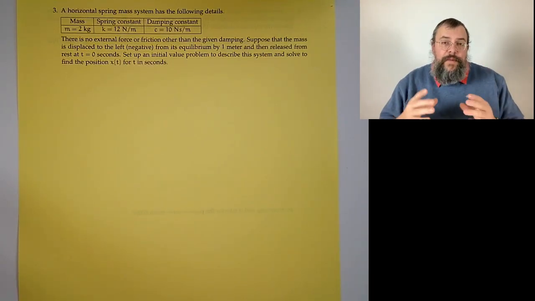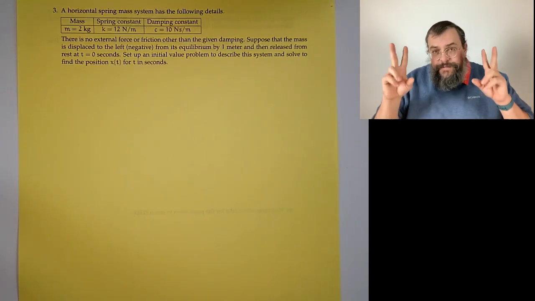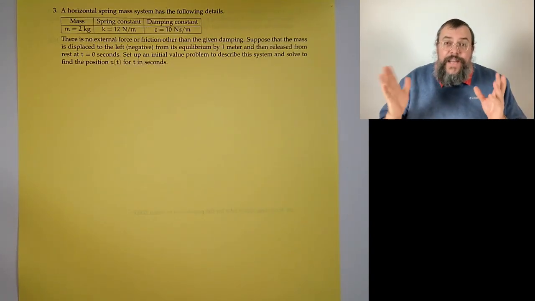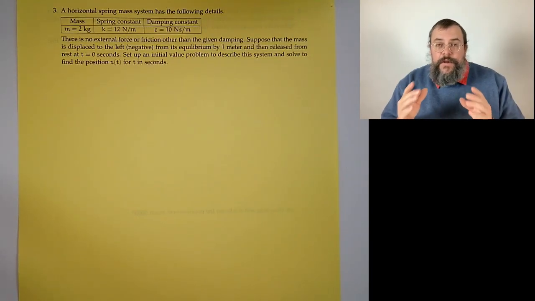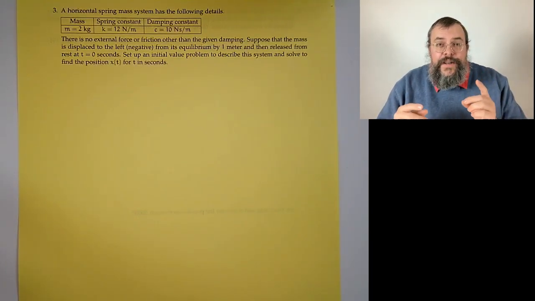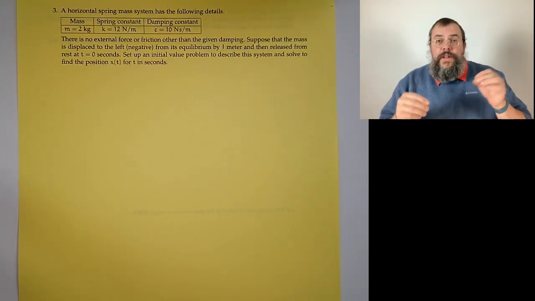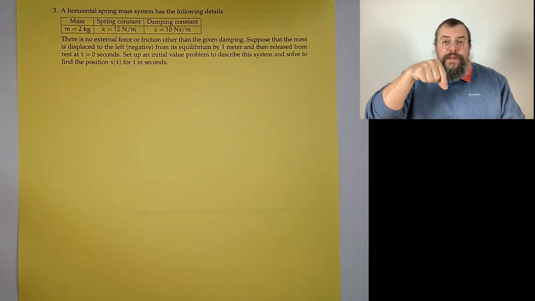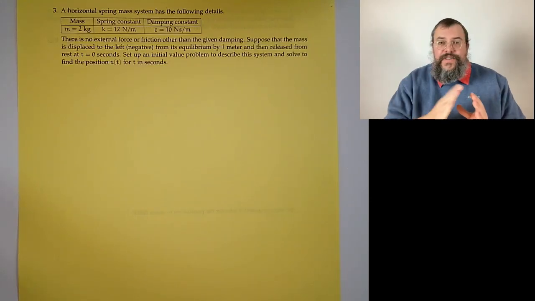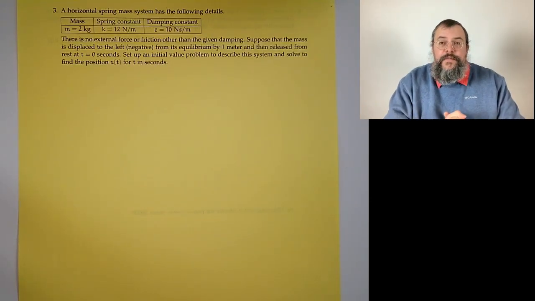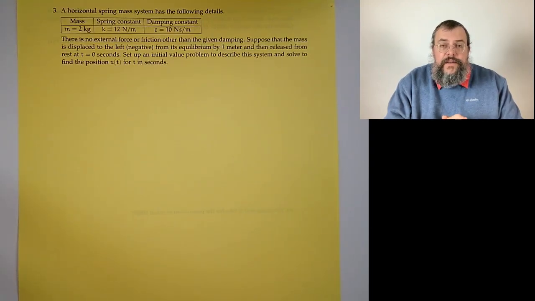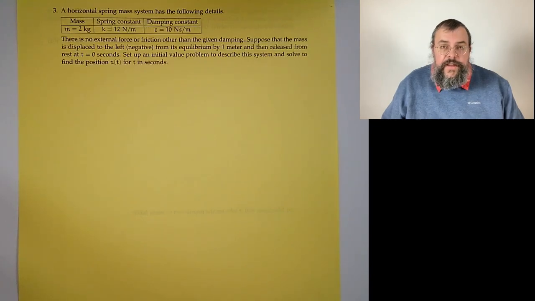Now suppose that the mass is displaced to the left, which is negative, because saying left doesn't automatically mean negative. It all depends on orientation. From its equilibrium by 1 meter, and then released from rest. Release just means you just let it go. So there's no initial velocity. And now set up an initial value problem to describe the system and solve to find the position x of t, where t is measured in seconds.